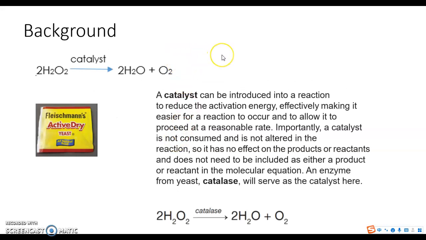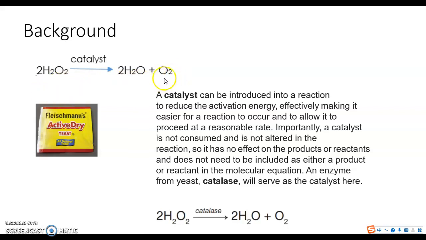The main purpose of this lab is to learn an important skill, collecting gas over water. We need to run a reaction. It's the decomposition of hydrogen peroxide. It will generate water and oxygen, and we will collect oxygen over water.